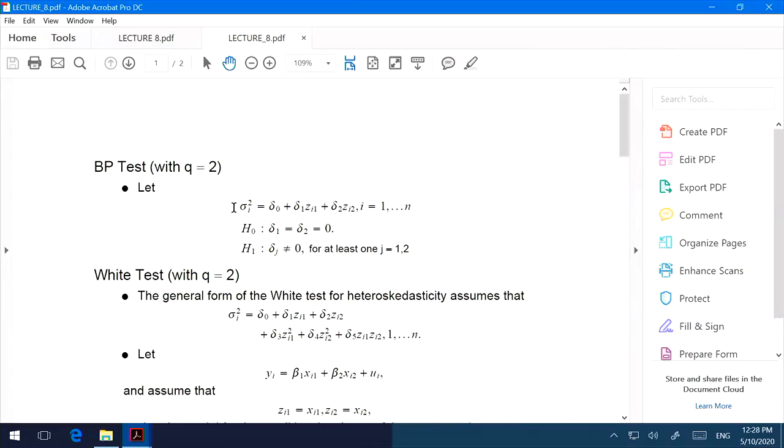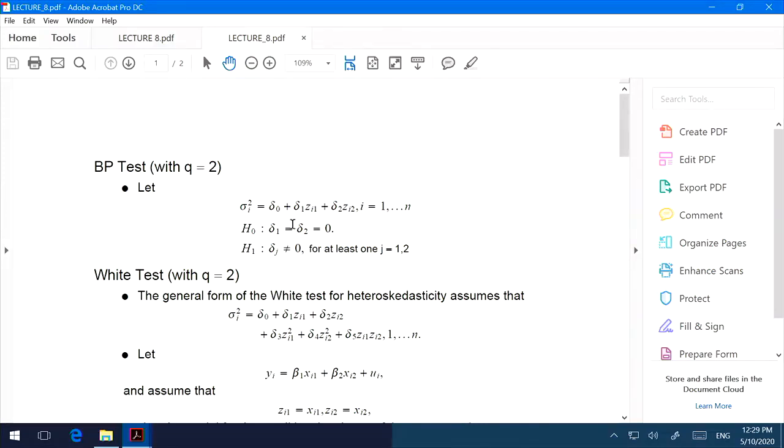But to perform this Breusch-Pagan test, you have to make an assumption about what's generating the heteroskedasticity in the model. So a reasonable question for you guys to ask would be, well, where the hell do you get these Z variables from? Typically, guys, these Z variables will be a subset of the regressors, or indeed, sometimes, all of the regressors.